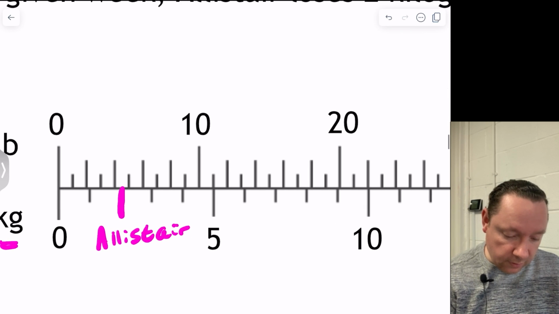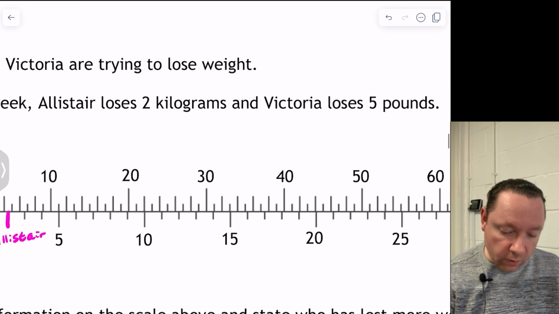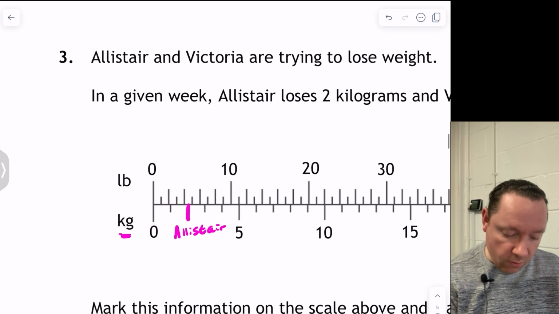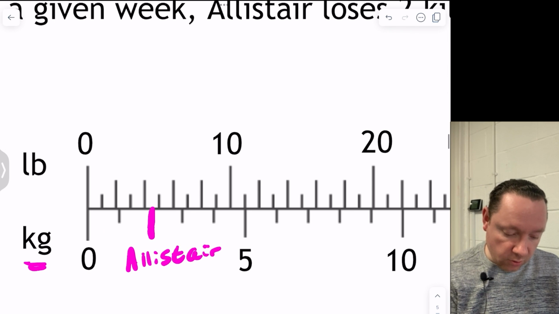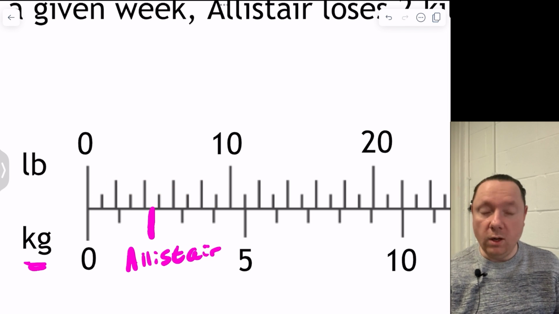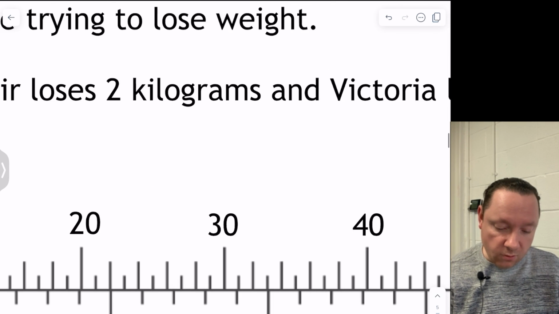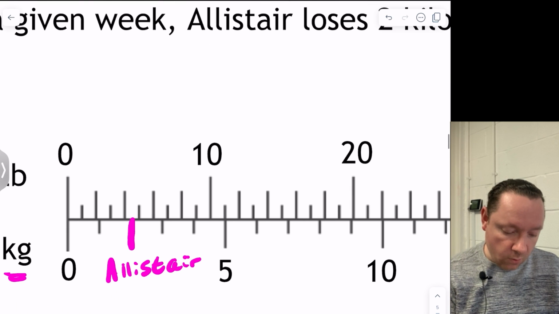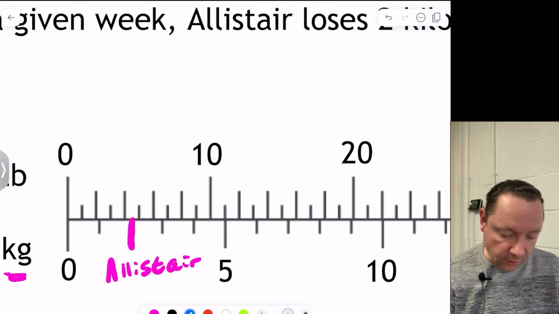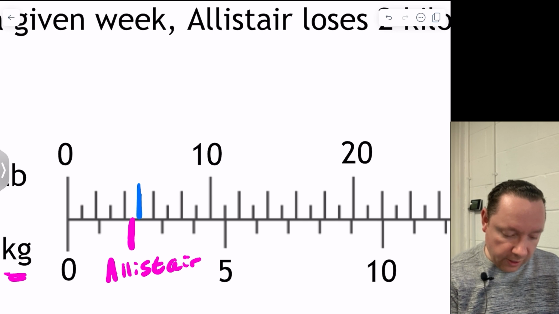And then, looking at Victoria, she loses 5 pounds. That's the top scale. So again, I need to check my divisions. Let's look at the main ones. It goes 1, 2, 3, 4, 5, 6, 7, 8, 9, 10. So it's gone up in ones, and she's lost 5 pounds. So I just count 1, 2, 3, 4, 5, and I'll use a different colour so you can see it, but in the exam I might just use the same colour. There is Victoria.